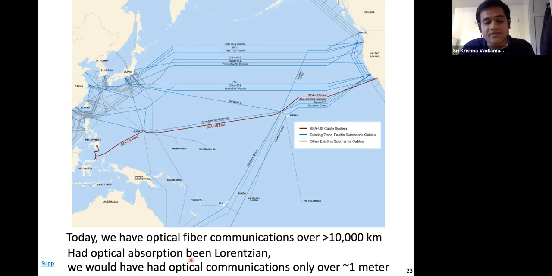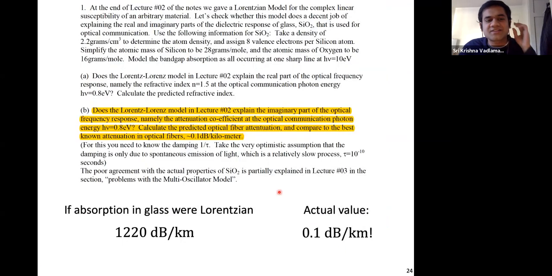Optical absorption in glass is actually very low in the communication frequencies, and that's why we have communications today across continents. But if the absorption line shape in glass had been Lorentzian, as the Drude-Lorentz model predicts, then we would have had optical communications only over 1 meter instead of 10,000 kilometers. This is a calculation we do in one of our optics classes.